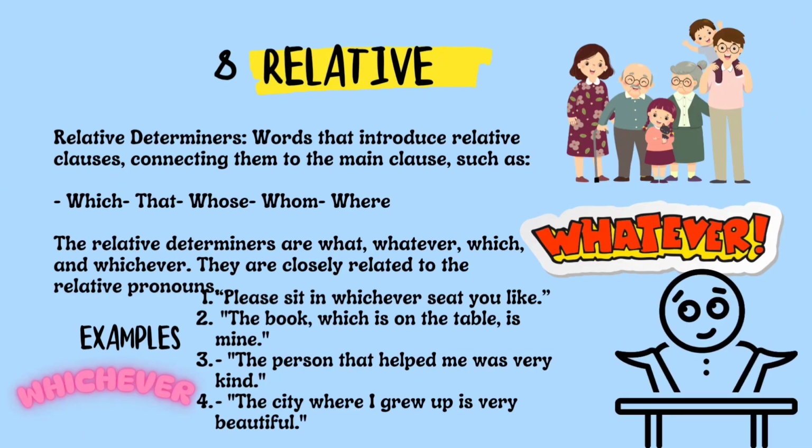Next one is relative. Relative determiners are words that introduce relative clauses connecting them to the main clause, such as which, that, whose, whom, where. The relative determiners are what, whatever, which, whichever. They are closely related to the relative pronouns.